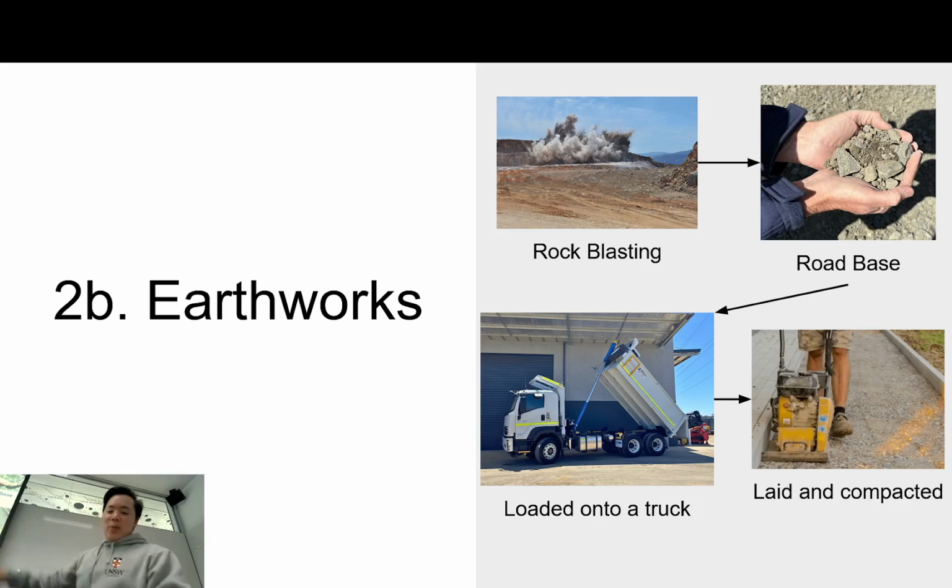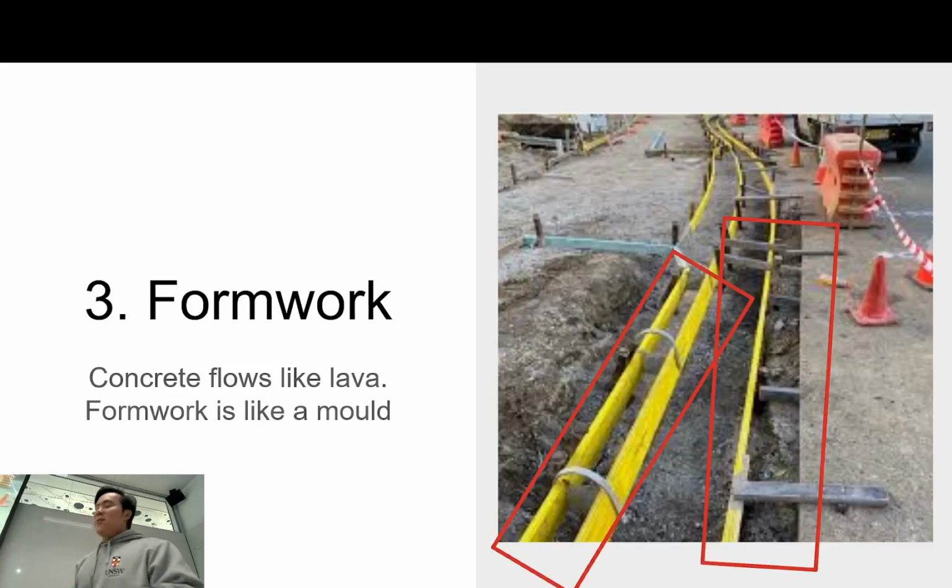Okay, so that's Earthworks. After that, we do our formwork. So formwork consists of these wooden bits here, right? These wooden bits and also these metal bits here. So the metal bits just add shape to the curb, and then the wooden bits actually hold that in place.